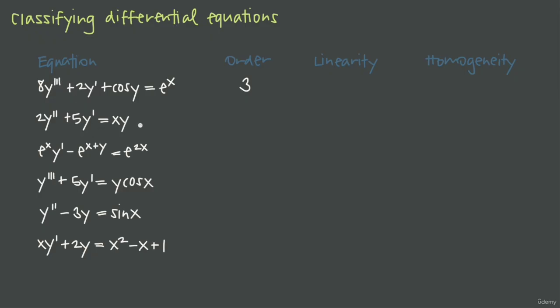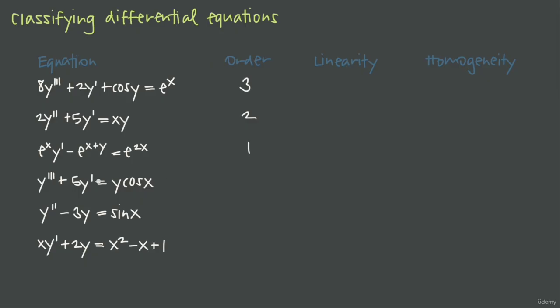Compare that to the second equation here where we have y prime and y double prime. The highest degree derivative is the second derivative, and therefore the order of this differential equation is 2. It's a second order differential equation. Here, the only derivative that's included is y prime. That's the first derivative, so the order is 1.